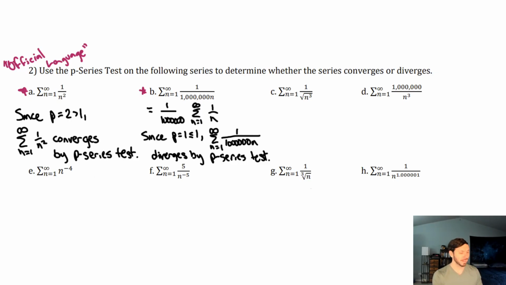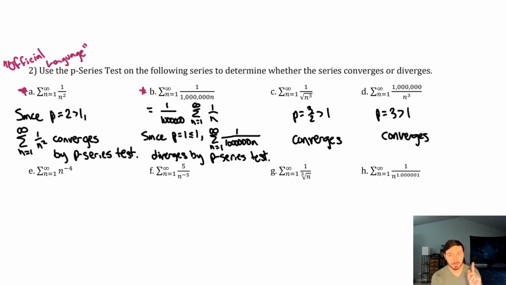You can't say that 1 is closer to infinity than 2 is. I mean, what does that even mean? So this diverges by p-series. Let's look at C. For this one, I rewrote square root of n to the third as n to the 3/2. So indeed, it is convergent because 3/2 is greater than 1.